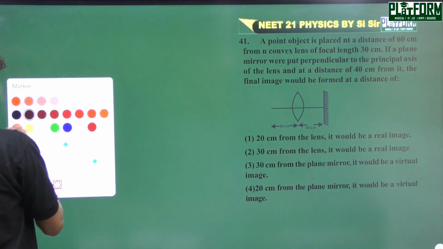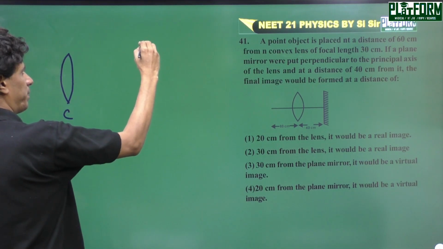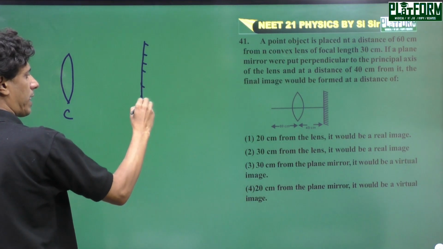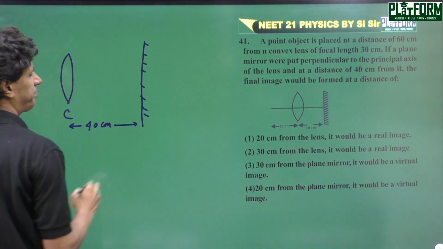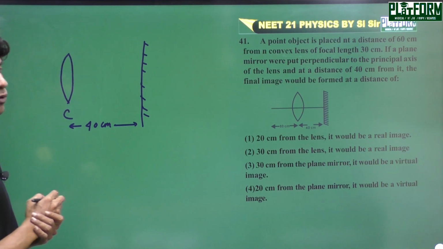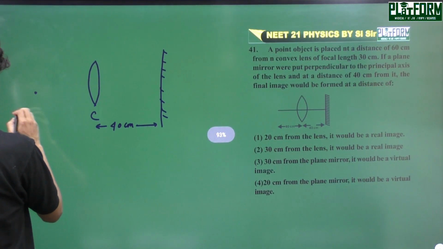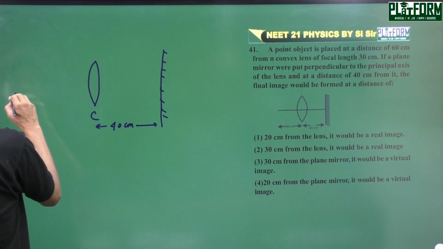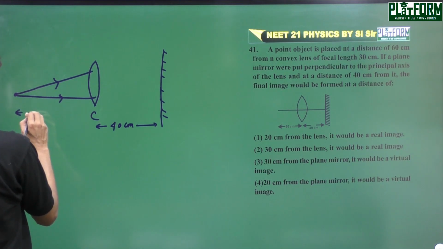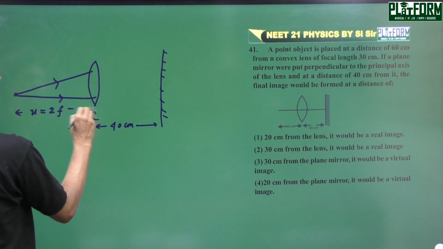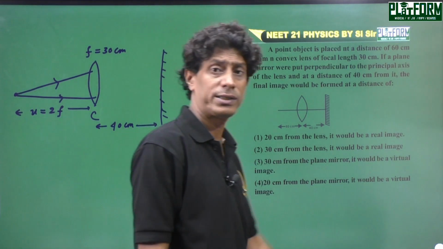Here is a converging lens placed at a distance of 40 centimeter from a plane mirror. A point object is placed at 60 centimeter. It is the distance u equal to 2f, and the f given here is 30 centimeter. The focal length of the converging lens is 30 centimeter.